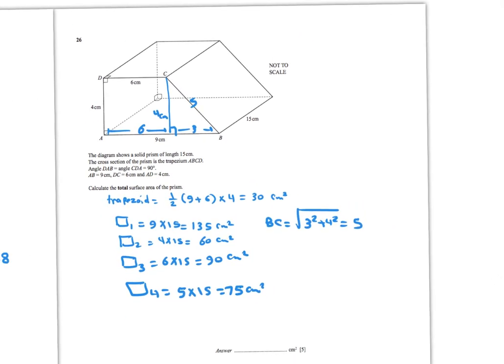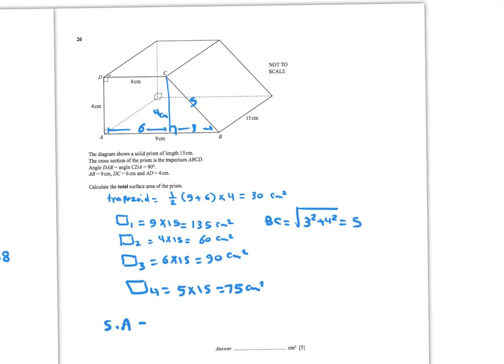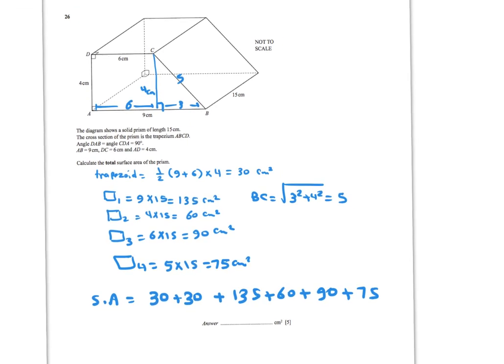Now to find the total surface area, we have 2 trapezoid. Take care, we have 2 trapezoid, not 1. So 30 times 2, or 30 plus 30, plus we have 4 rectangles, 135 plus 60 plus 90 plus 75. If we add all, we get 420. So 420 centimeter square.